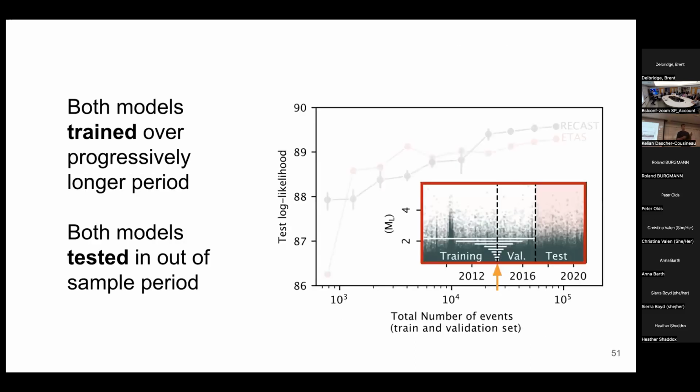So here, one of the exercises that we did was to incrementally increase the amount of data available to both ETAS and recast. Each of these horizontal white lines is showing the window of observation used to train the model, to validate the model, and then subsequently to test the model on this period. So every single log likelihood or goodness of fit that I'm showing here is the performance evaluated on the test.